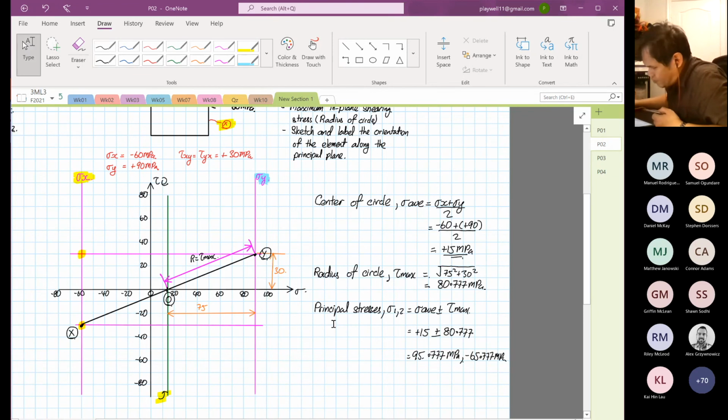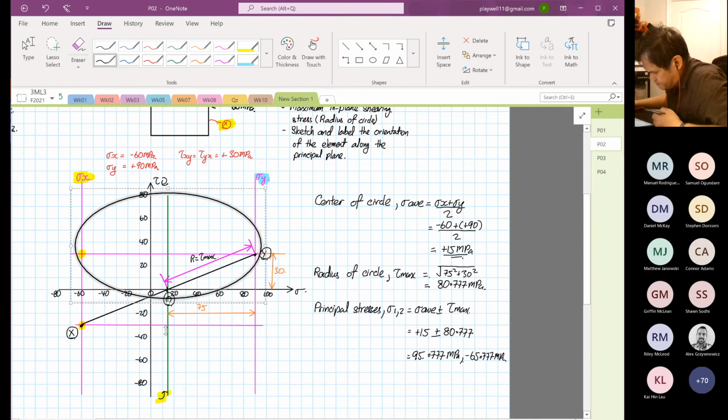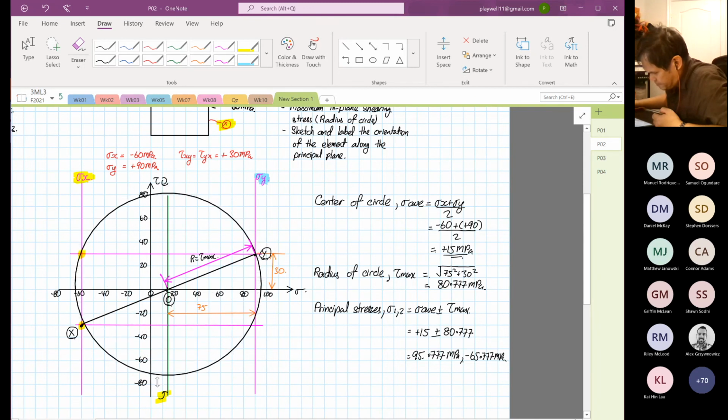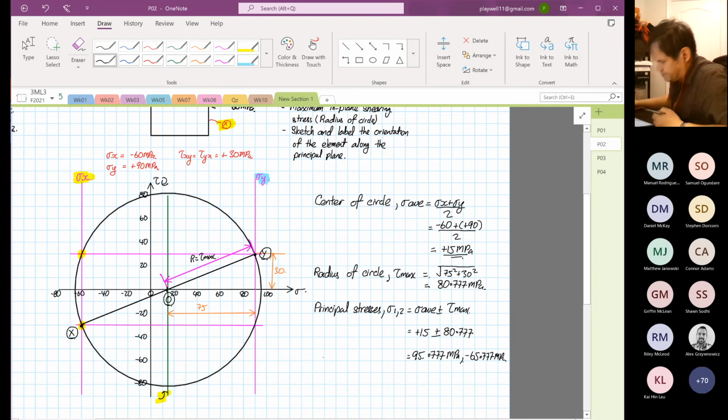95.777. So now you know your principal stresses. Now you can construct your circle. So 65, I'm just going to eyeball this, and then 95, I'm going to eyeball this. And then the tau max is 80 point something. There you go, so there's your Mohr circle now.